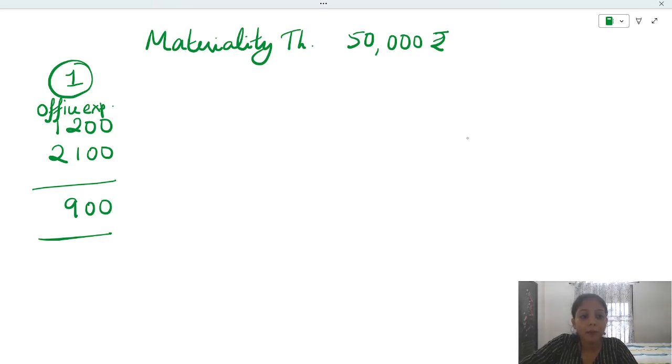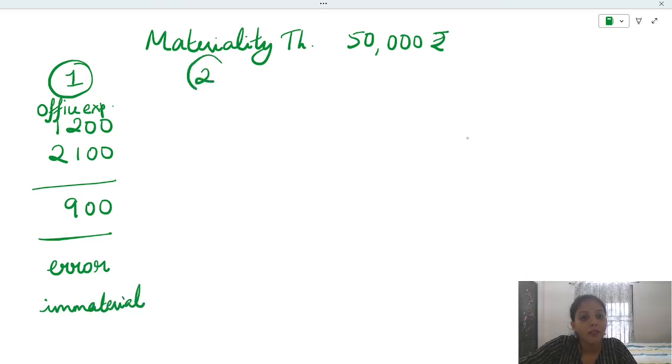So we can say that the misstated amount is due to error, because it is unintentional. But is this misstatement material? No. Why? Because it has not crossed the threshold limit of 50,000. So this is an immaterial error.